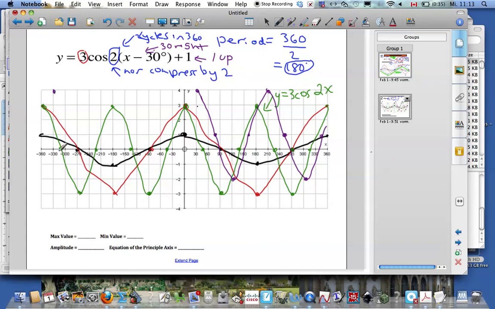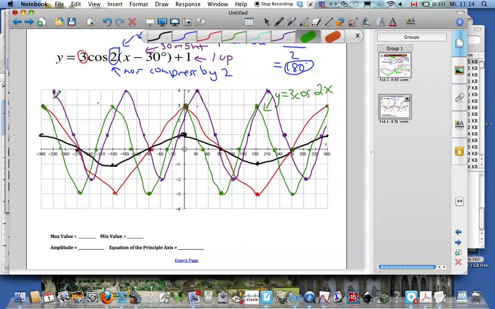And just to finish off this, 30 to the right, 1 up. Almost done. And I'm always keeping those 5 points in mind. What they mean by 5 points is that it's always 1 period: the 2 maxima and minima in between, and the central ones in between. And again, this is our final graph.